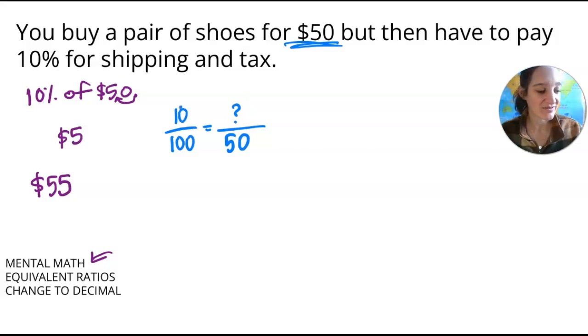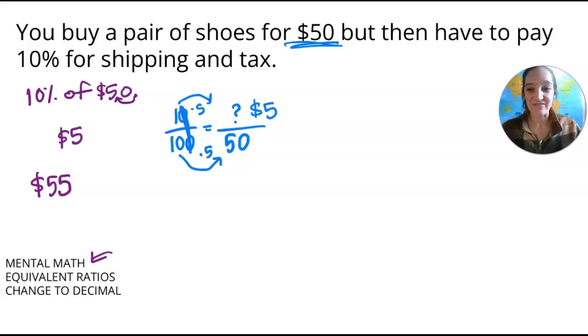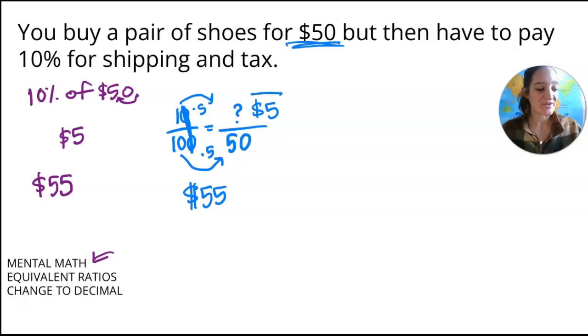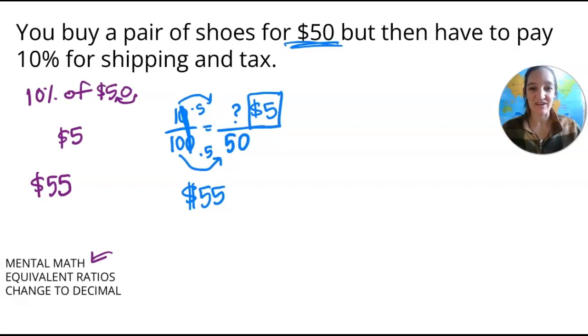And if I look, remember this strategy, divide by 10, and then I can see that if I times by 5, I get 1 times 5 is $5. So the ratio way also gave me a total of $5. The 10% tax was the $5 plus the $50 for the shoes.